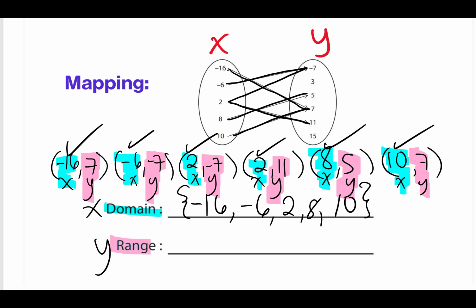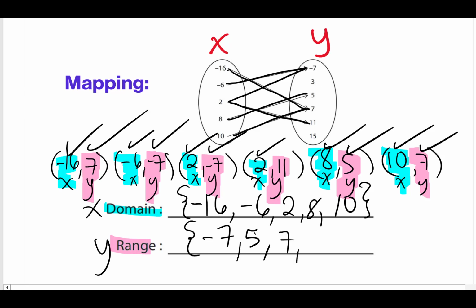So range is the smallest number that I have is negative 7. So right there. Next, smallest number is 5. Then 7. And then 11. So that is domain and range from mapping.